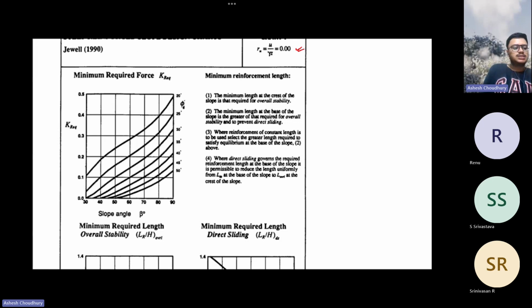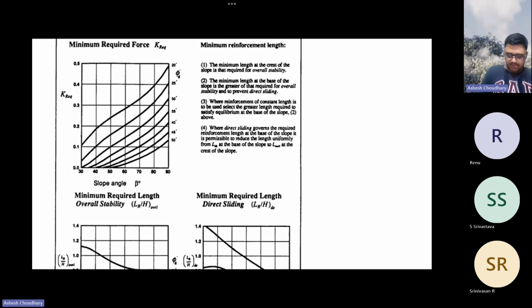So the minimum required force is nothing but the minimum force for which the reinforcements are to be designed. That's why it is known as the minimum required force. You have to design at least for this force. How to use this K required, the minimum required force, we will see that. Okay, this is for the first chart, first graph.